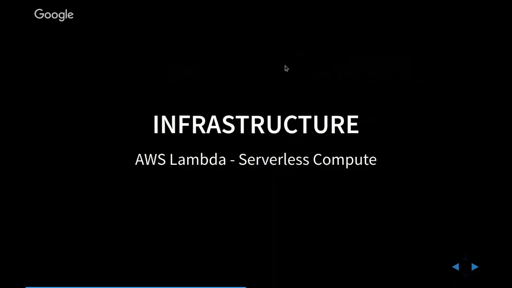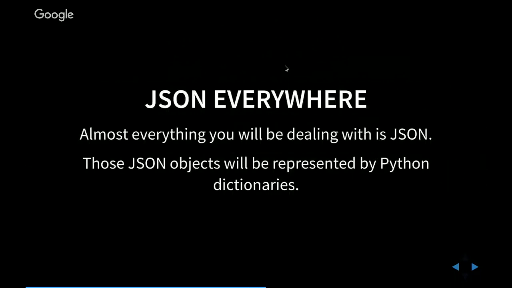All right, so the infrastructure we're going to be using is AWS Lambda. It's a serverless compute. You can develop Alexa skills with Flask and other kinds of services where you're building your own websites, but it's hard to beat the AWS Lambda infrastructure for this project because you don't need to be maintaining any servers. You basically just throw your code up onto their servers and they handle it all for you. It's pretty sweet. Okay, JSON everywhere. Almost everything you're going to be dealing with is JSON. Those JSON objects will be represented by Python dictionaries. So keep that in mind.